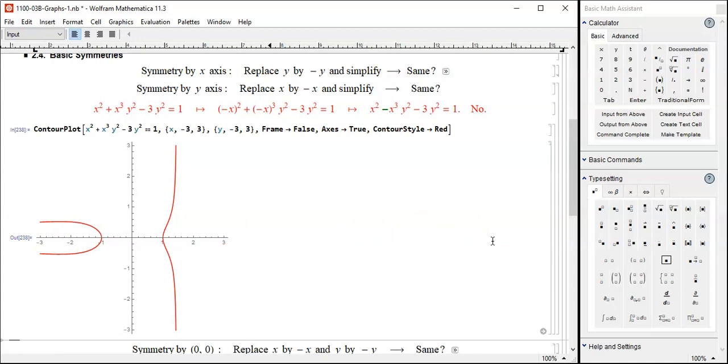Can you verify with respect to this algebraic equation? Yes, we can. Replace x by negative x, and we have negative x squared, and that remains the same. No problem there. How about this, x cubed? Replace x by negative x, then negative x cubed, that's minus x cubed. Here I have plus. Now we have minus. They are not the same. We have two different equations. Not the same, so no symmetry by y-axis.